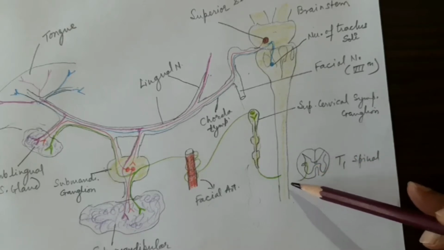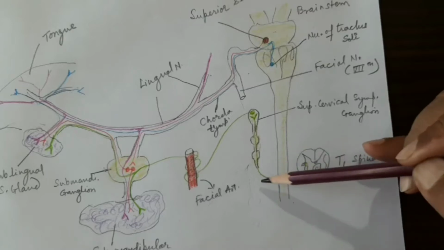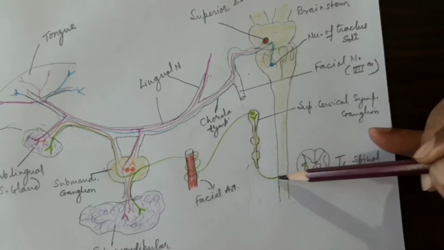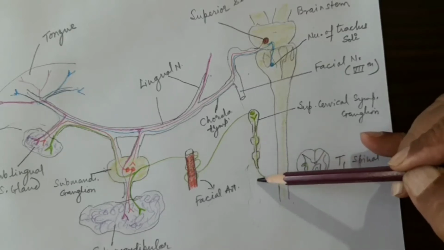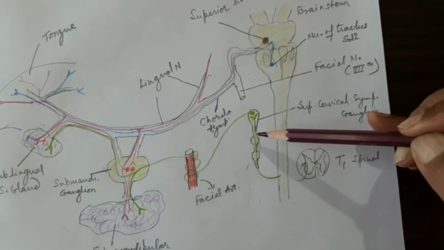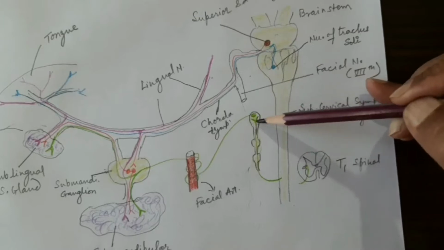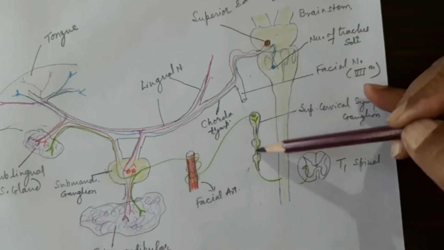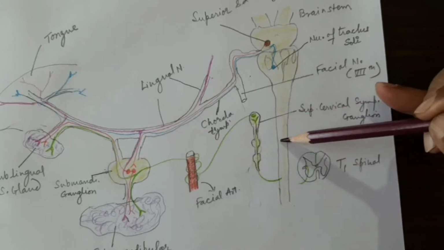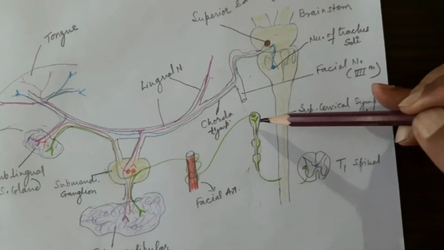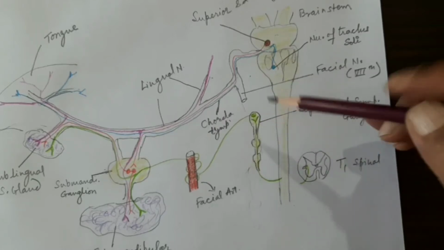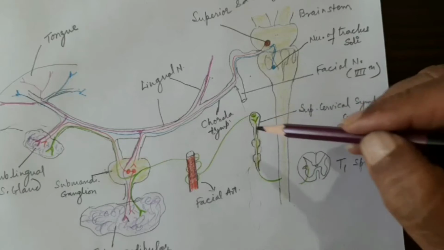Then when these fibers come out, the preganglionic sympathetic fibers go and ascend in the sympathetic chain, and they ascend up to the base of the skull, where the superior cervical ganglion of the sympathetic chain is located, on the side of the cervical part of the spinal cord in the vertebral canal.